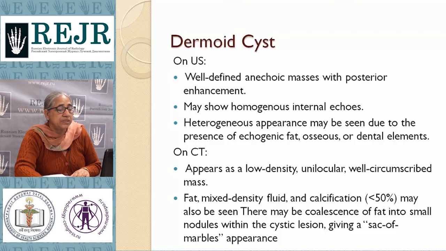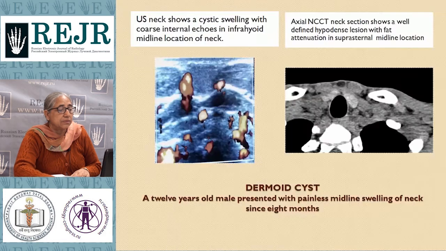It may show homogeneous internal echoes. A heterogeneous appearance may be seen due to the presence of echogenic fat, osseous or dental elements. On CT, it appears as a low-density, unilocular, well-circumscribed mass. Fat, mixed density fluid and calcification may also be seen. There may be coalescence of fat into small nodules within the cystic lesion, giving a sac of marbles appearance.